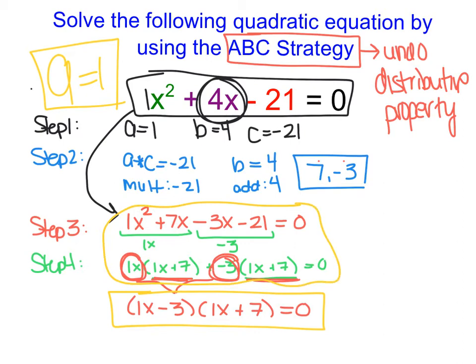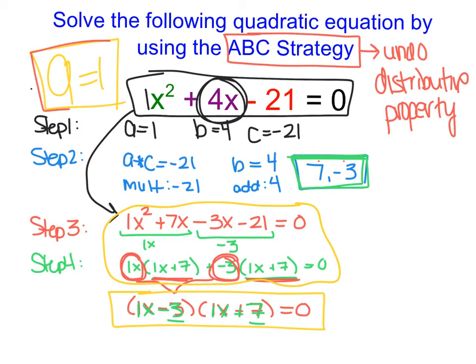steps here. If you look carefully, here in our parentheses we have 1x minus 3 and 1x plus 7. Well, if you look carefully, the values that we came up with up here in step 2 are the values that are inside of our parentheses here. We have 1x minus 3 and 1x plus 7.